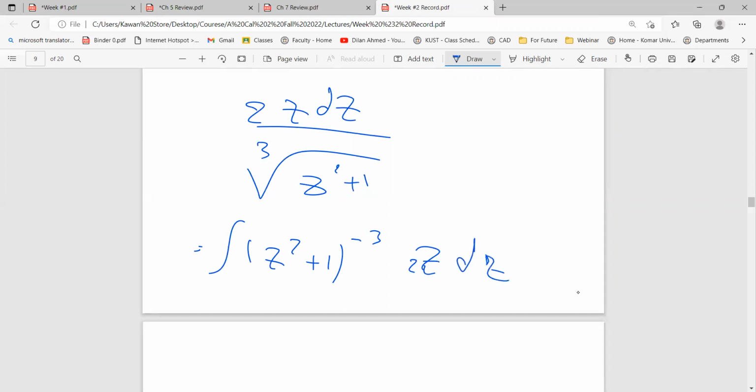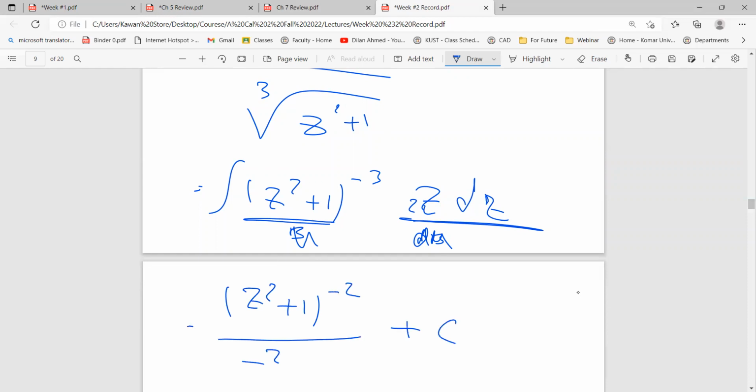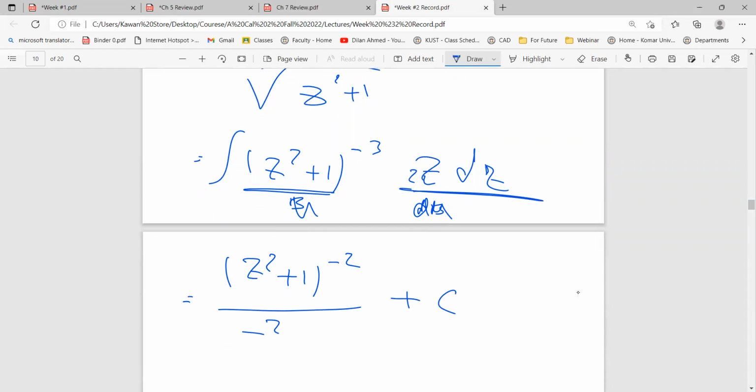2z dz. Now I have a box, d box, right? Box, d box. So u du. You can say u du, up to you. So I'll get what? z squared plus 1 to the minus 2 over 2 plus c. Understood? Then, yes, so sorry, 1 over 3.